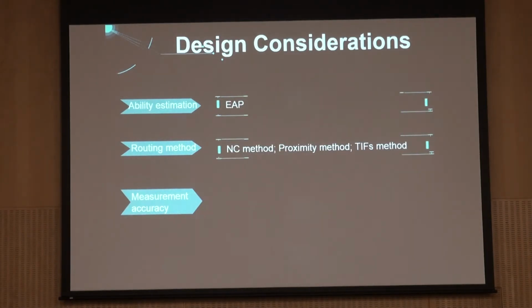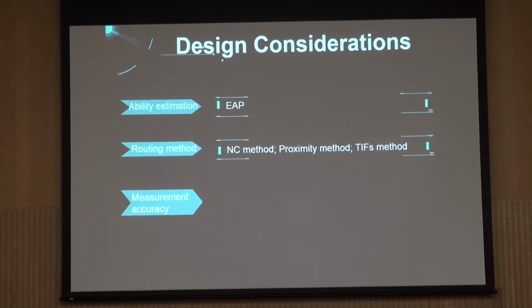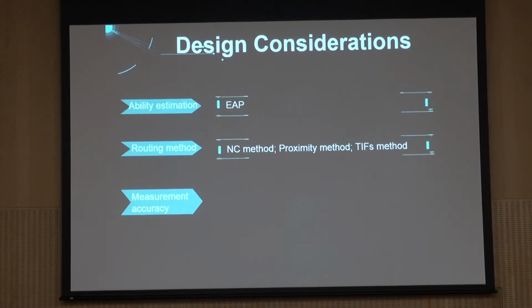And on the routing method, the routing method for an MST is analogous to the test algorithm in a CAT. Based on former research, the study chose 3 routing methods. They are the NC method, which is based on minimum mean square error, the proximity method, which matches module difficulty and ability estimation, and the TIFS method, which determines the theta point. Next is the measurement accuracy. This study would choose root mean square error, root mean square deviation and item exposure properties to evaluate the 3 MST structures.